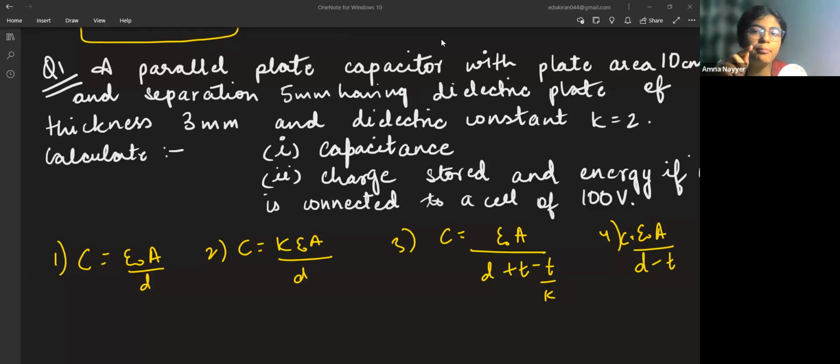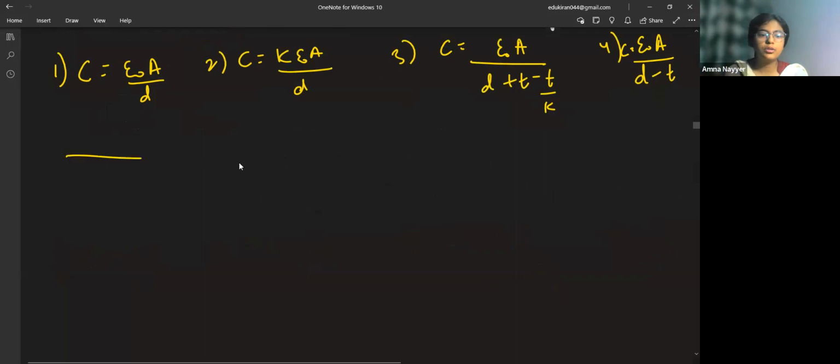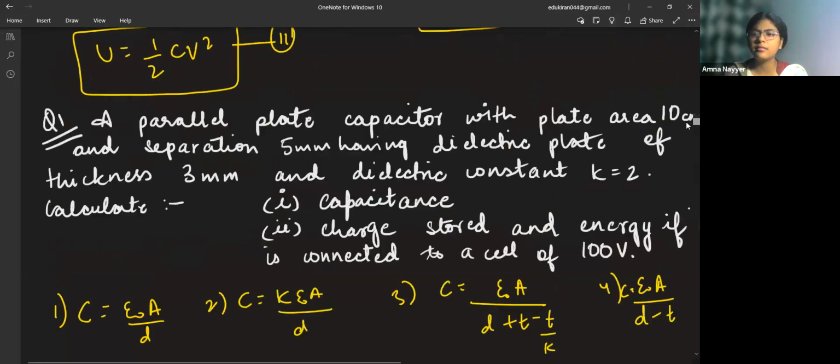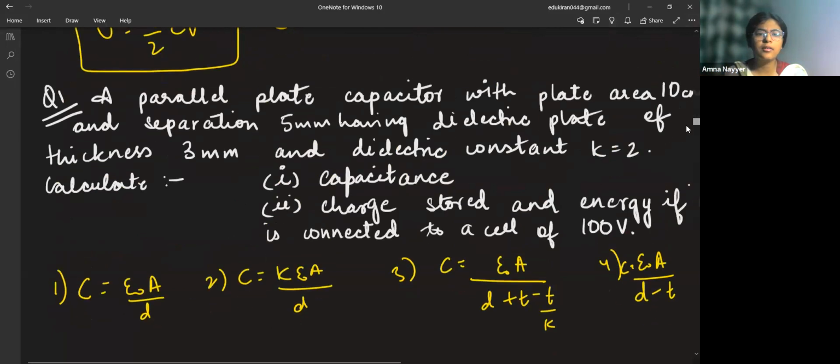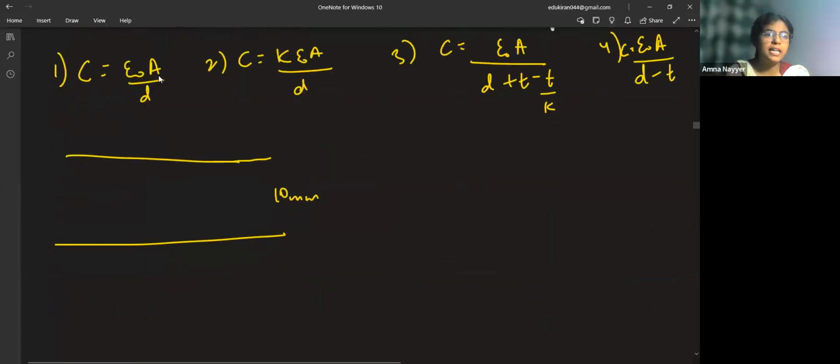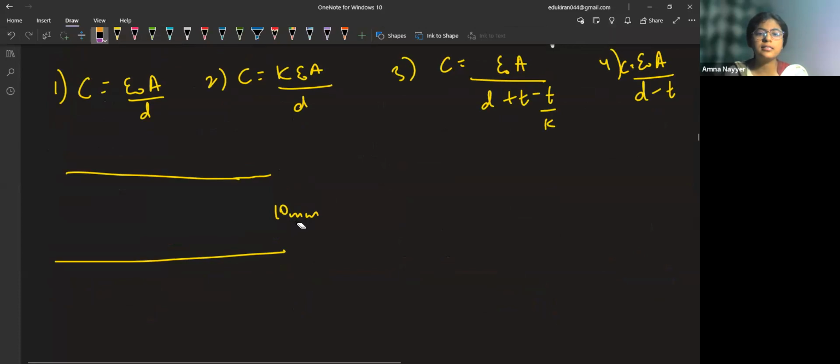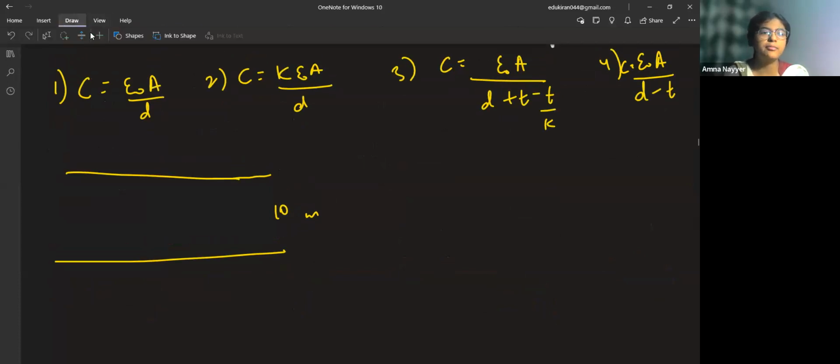A parallel plate capacitor with plate area given. Separation between the plates is given. This is a case where the separation between the plates is given as, I think, 10 millimeters. No, 10 centimeters. Separation 5 millimeters. All right. Plate area is 10 centimeters square, and this is 5 millimeters.